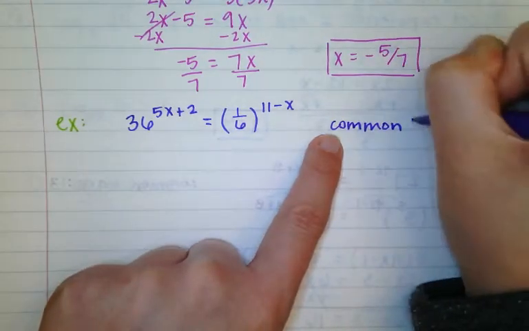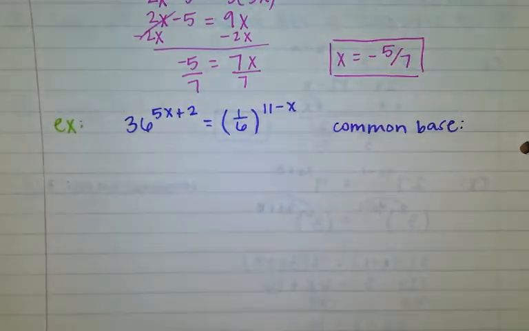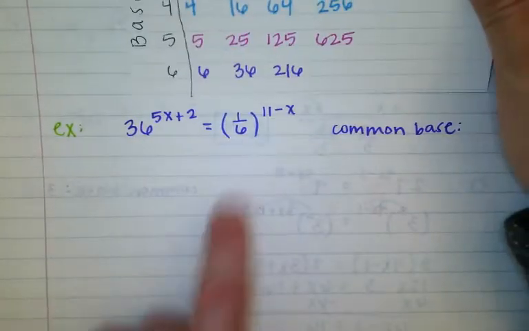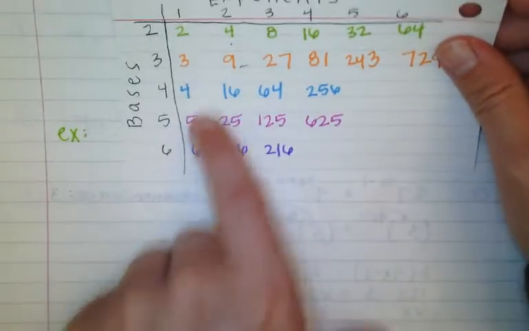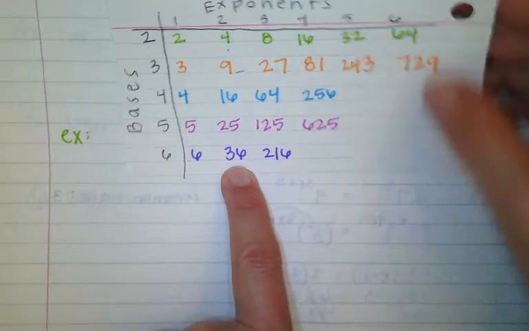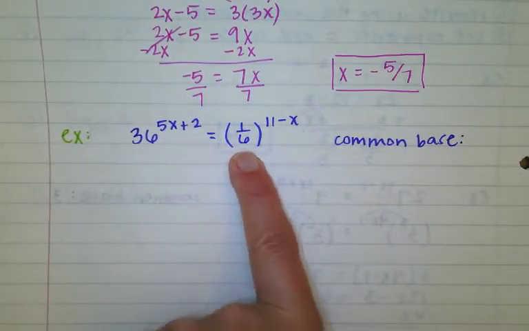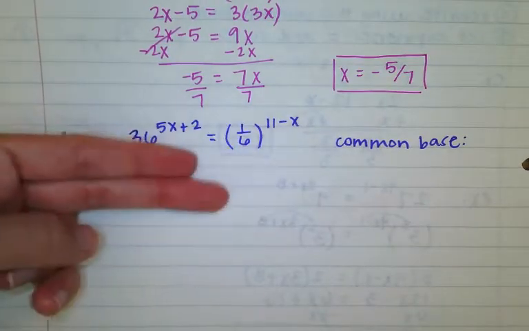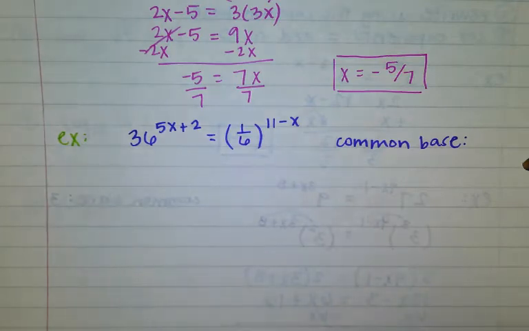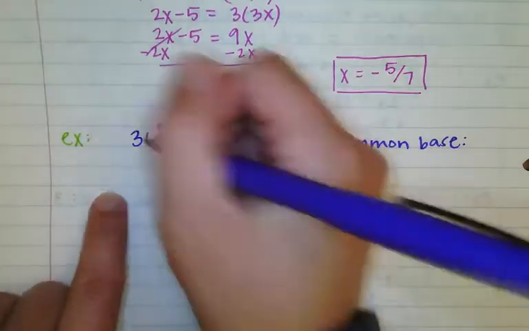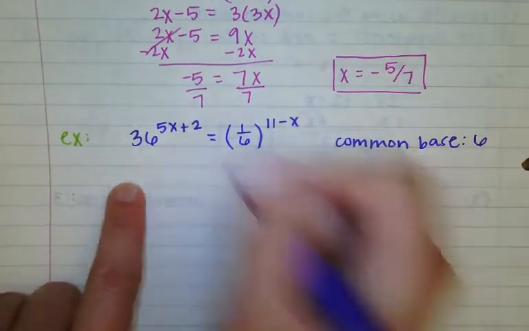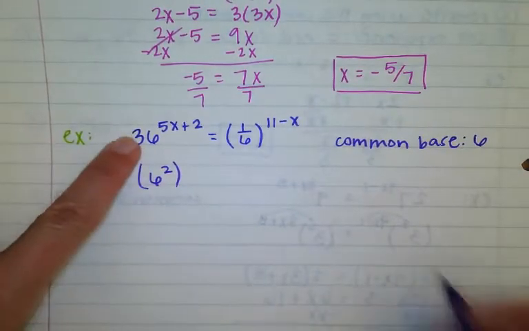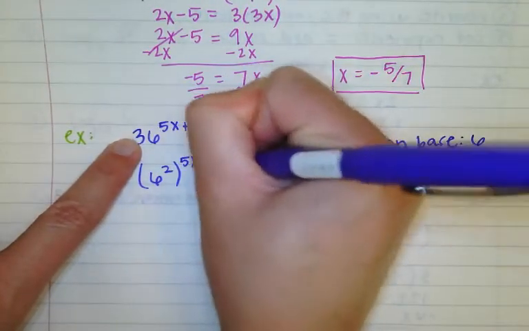So we need to figure out what common base we can use. So looking at my note card, I have 36. Okay, well that comes from 6. 6 squared makes 36. Now the part we need to talk about is if I want to make a fraction, hopefully you remember from the past couple of weeks, negative exponents make a number flip and make it into a fraction. So on the left side, well, we're going to use 6. And on the left side, it's easy to rewrite because I can make it 6 squared. 6 squared is definitely 36. The 5x plus 2 is still there.